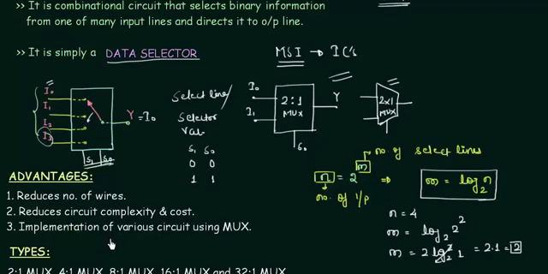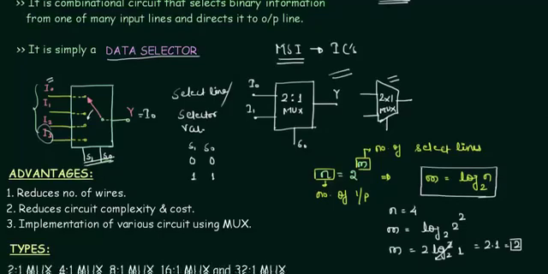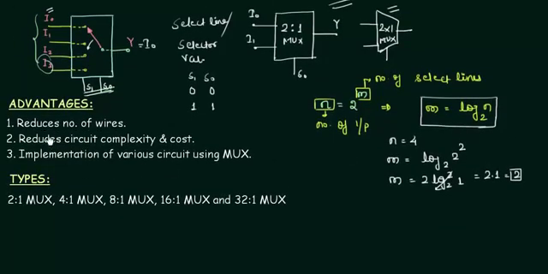Like if you want to implement a half adder, a full adder, a subtractor, or any other combinational circuit, you can simply implement it using a MUX, a single IC. You don't require many gates in that. So there may be great advantages of doing this. Let's see what the advantages of using multiplexers are. The first advantage that I have written here is that it reduces the number of wires. I just told you that we don't require a number of gates.